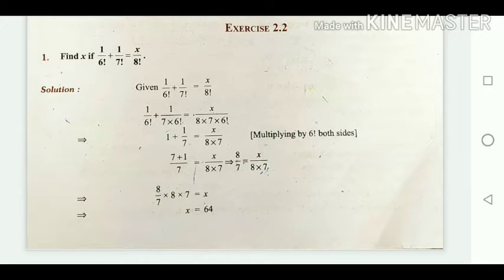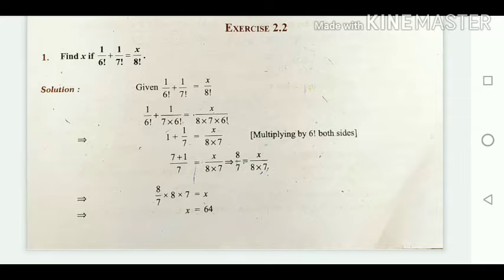In previous class, we revised about 2.1. Okay. Today we are going to see about 2.2 exercise. First question: find the x if 1 by 6 factorial plus 1 by 7 factorial equal to x by 8 factorial.